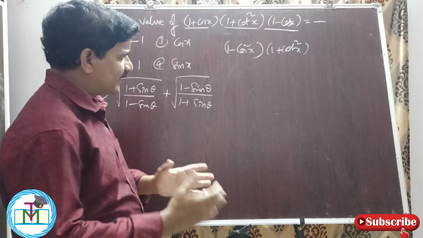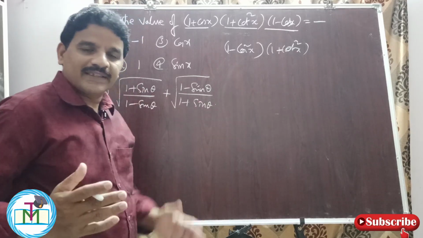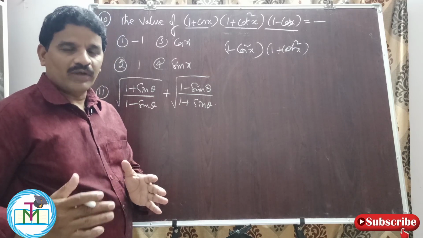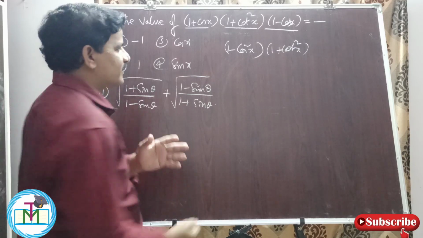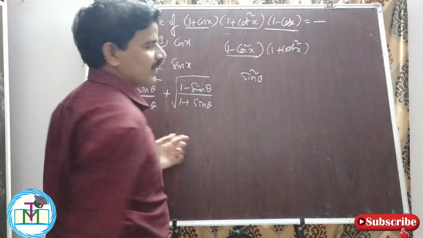Again the basic formulas: which formula is helpful here? Sin square theta plus cos square theta is equal to 1, so sin square theta is equal to 1 minus cos square theta. So instead of 1 minus cos square theta, I am writing sin square theta.